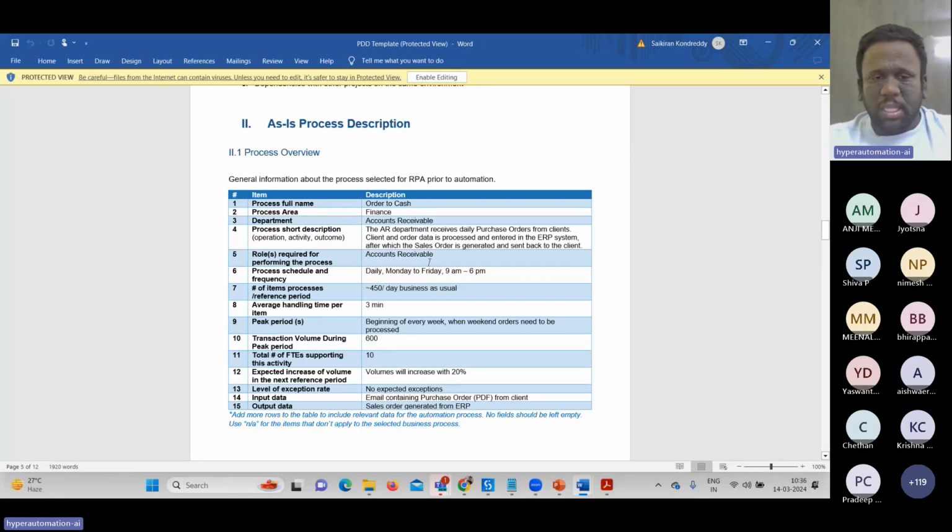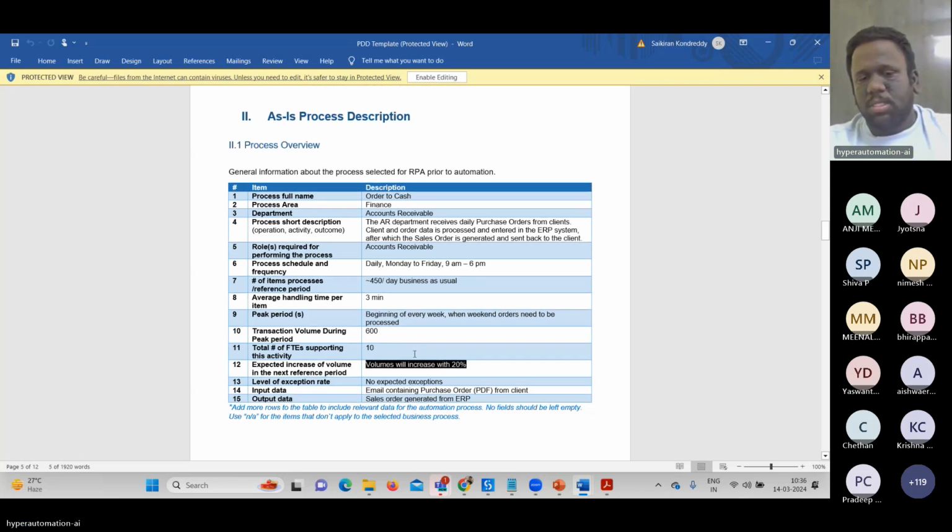And also process schedule frequency, nothing but on which days it will try to run, Monday to Friday, 9 a.m. to 6 p.m. On a daily basis, you'll get 440 transactions. What is the average handling time? 3 minutes. So what is the peak period? At the beginning of the week. And what is the peak volume? You'll get maximum 600. How many people are working? 10 people are working. So volume might increase to 20%.